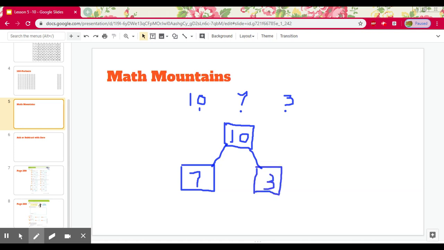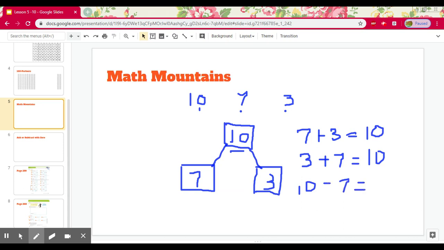We already identified one relationship, 7 plus 3 equals 10. Another one is 3 plus 7 equals 10. And we can take the total, 10, and subtract that by one of the partners. If we choose 7, then the answer equals the unused partner. 10 minus the partner 3 equals the unused partner 7.